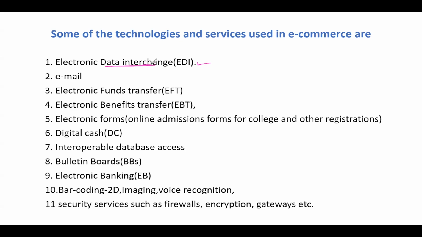For example, you are transferring money through Google Pay. There is some electronic transfer which needs to happen from your bank to the other person's bank, for example from Axis Bank to HDFC. There is a communication, electronic data interchange, happening. Another kind of technology can be email, which is also an electronic communication. Electronic fund transfer may happen electronically, not necessarily through paper or check. Electronic benefit transfer is happening. Electronic forms, instead of physical forms, are filled and sent.